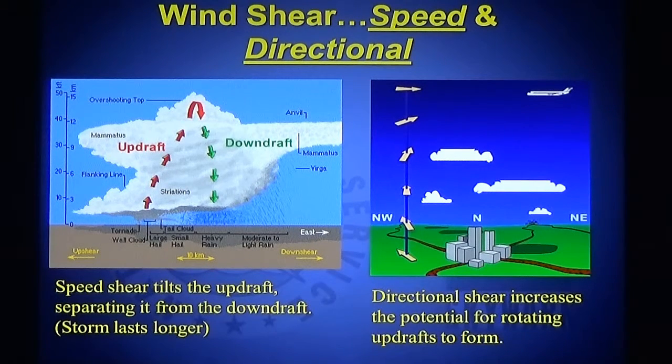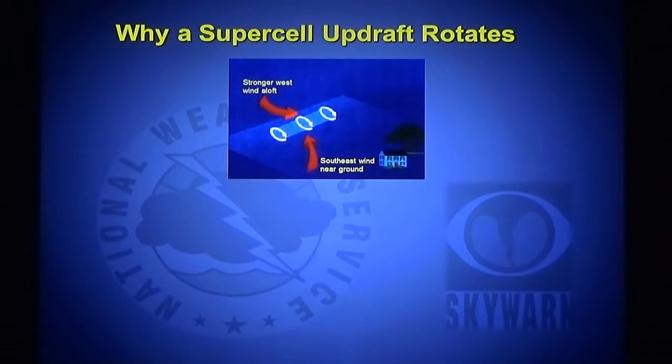There's speed shear, where the wind speed is changing as you go up through the atmosphere, and there's direction shear, where the direction of the wind is changing. To get a supercell, we need both speed and direction shear in a storm. And again, the word shear just means a change with height. Why does a supercell updraft rotate?